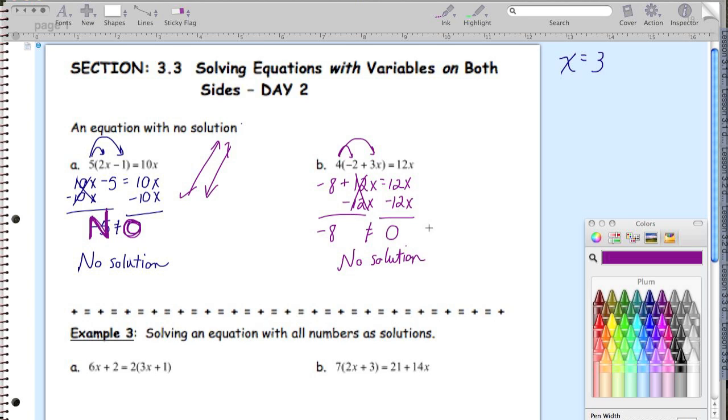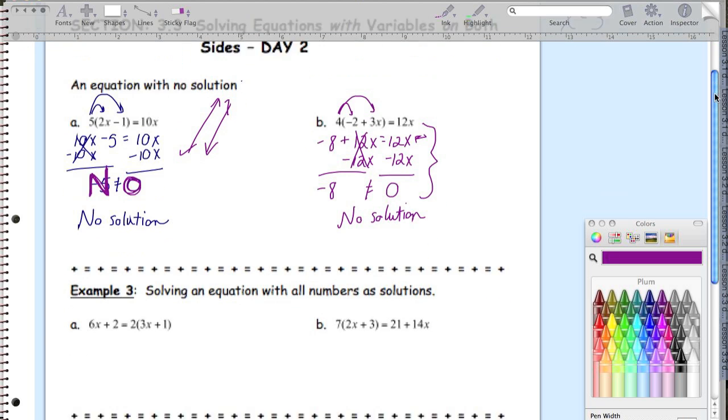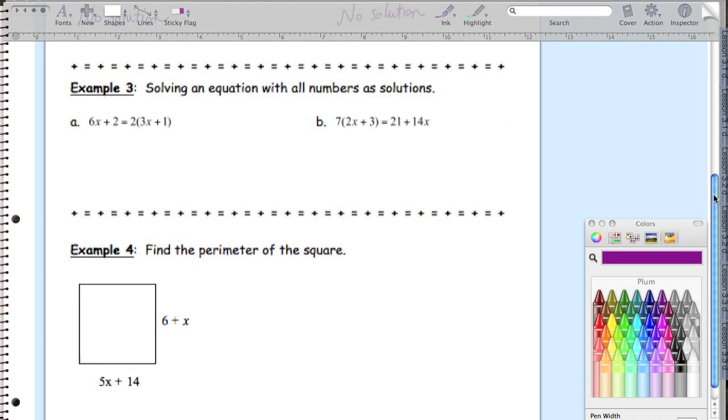And this is the work I would want to see, even if you do recognize at the first step that it's no solution. I want you to step it out for me all the way.